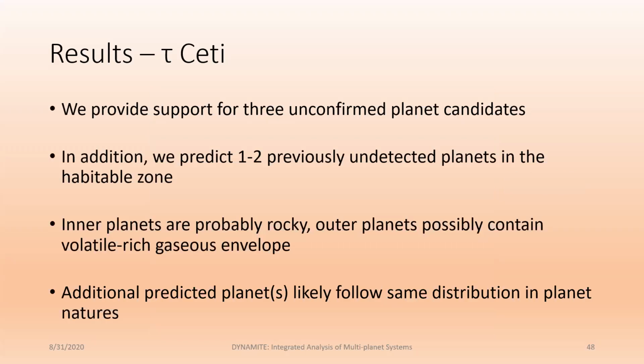Still, by using the predictions from DYNAMITE, we provide support for the 3 unconfirmed planet candidates in the inner system and predict 1 to 2 previously unknown planets in the habitable zone between planets E and F. The inner planets are currently probably rocky, whereas the outer planets possibly contain a gaseous envelope. We still cannot differentiate between entirely rocky or entirely volatile-rich. However, we do state additional predicted planets would likely follow the same distribution in planet nature as the known planets in the system.